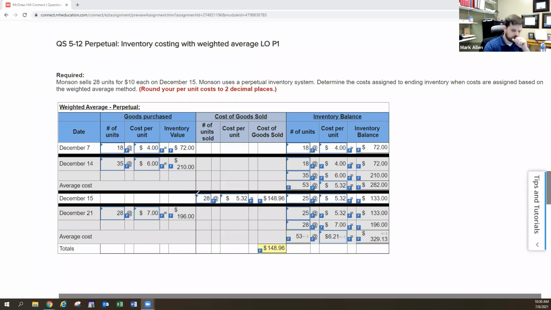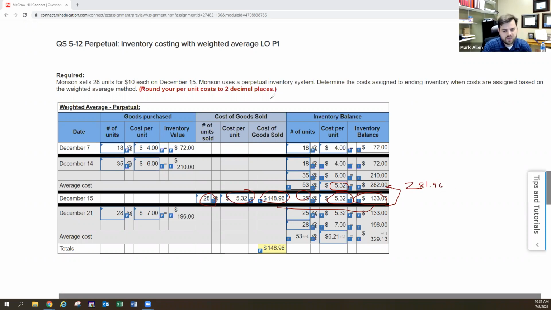So in this case, we sold 28 units, and you'll notice now it's just at this price: 28 at $5.32 is $148.96. And then 25 at $5.32 is $133. If you actually do the math on this, the $148.96 plus the $133.00 is actually $281.96. So it's a rounding issue, which is why we're off here by a few cents.